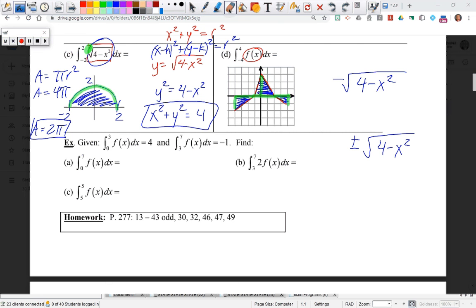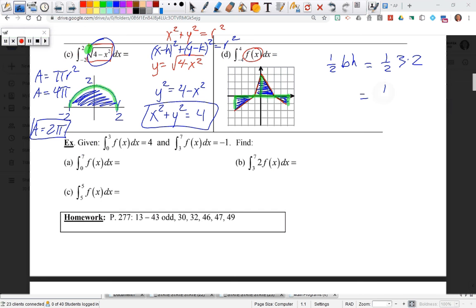Here we go, we're almost done. We have 3 triangles that have 1/2 times base times height. Can someone give me the numbers for the first one? 1/2 times, go ahead, say it out loud. 3 and 2. What about the second one? 3 and 3. You with me? What about the third one? 2 and 1.